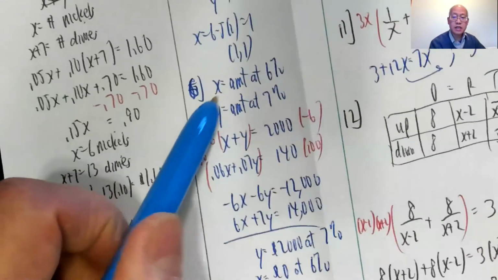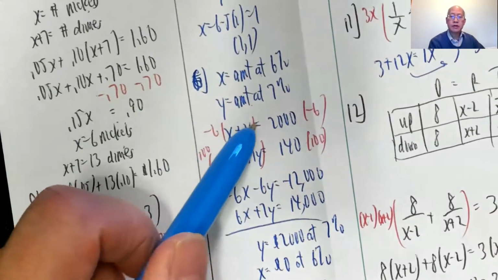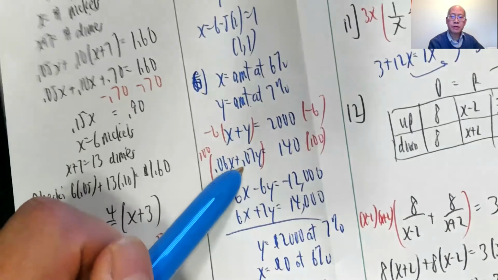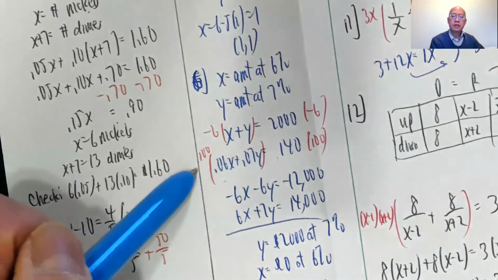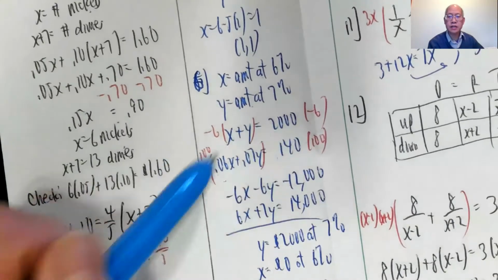Number six, x is the amount at 6%, y is the amount at 7%. x plus y is 2,000, and 0.06x plus 0.07y is 140. Multiply this equation by 100 to give me a 6x here, so multiply this equation by -6.